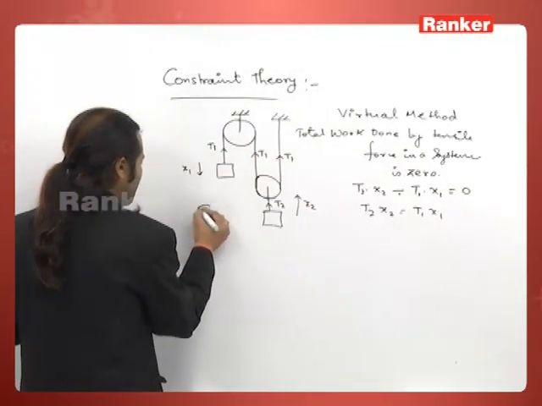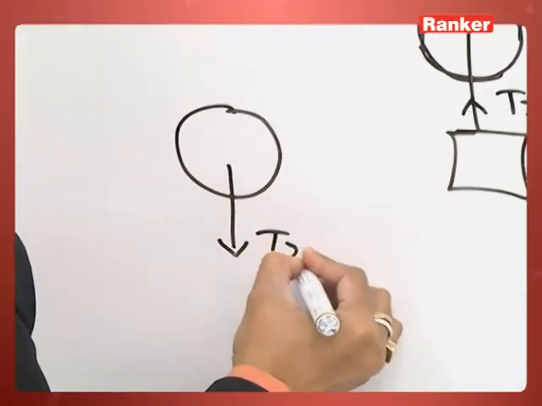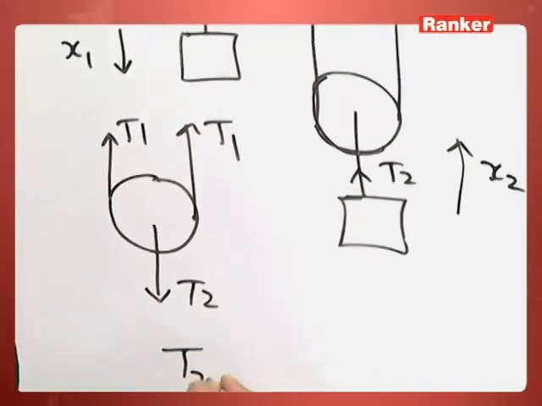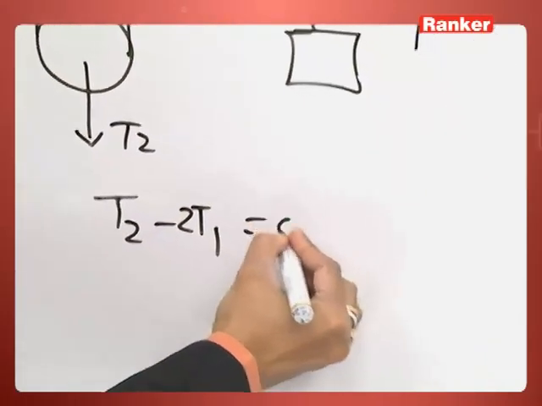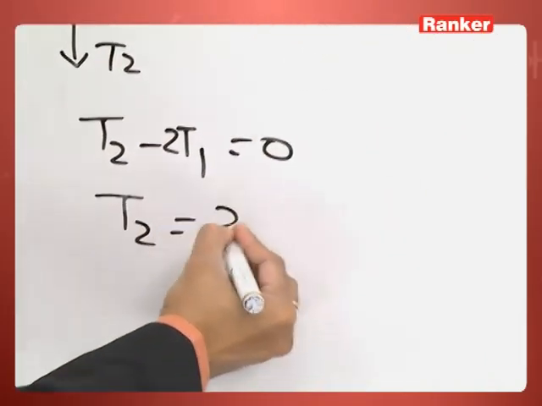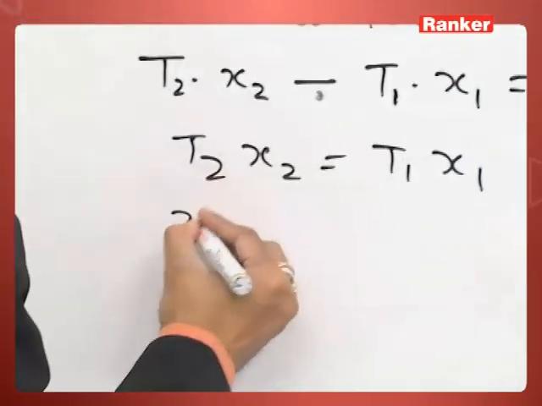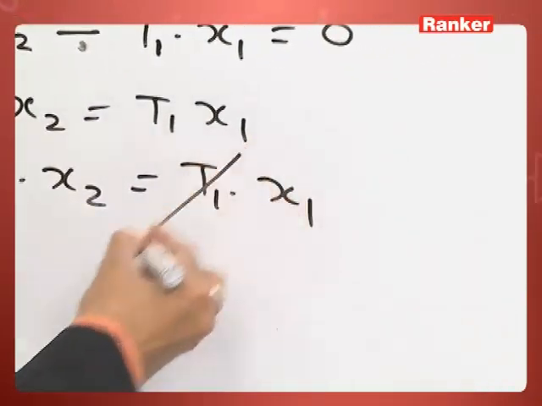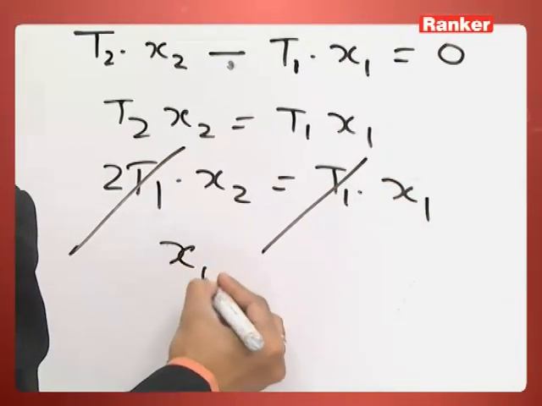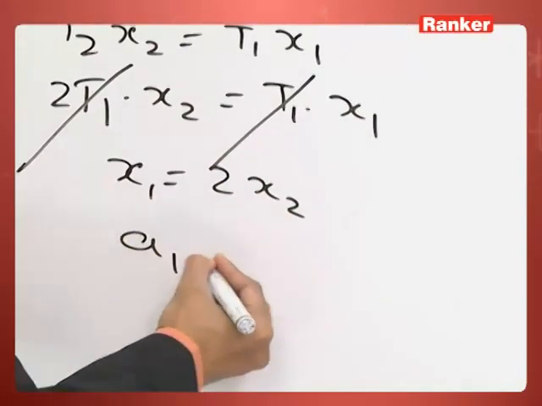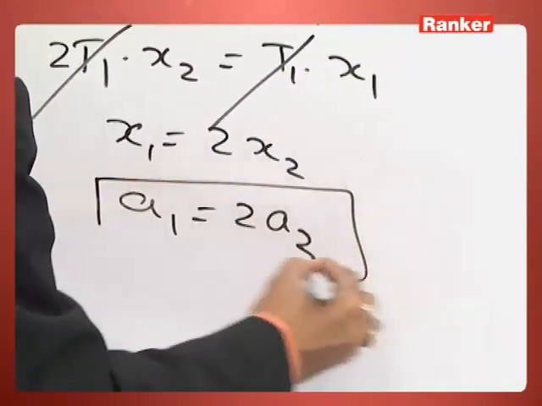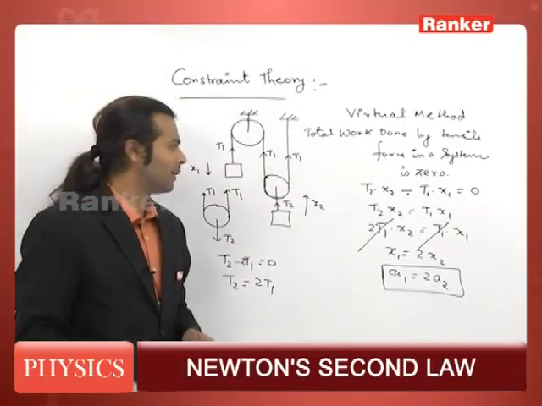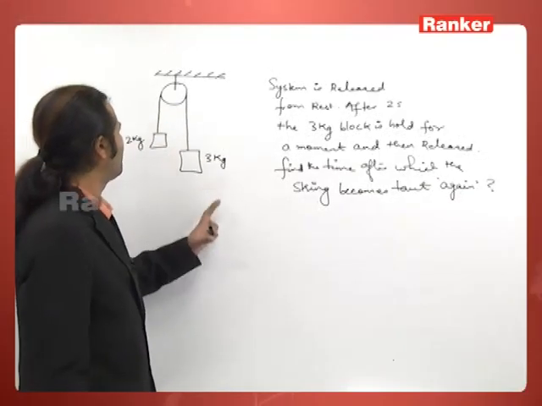Now for this pulley, I take these pulleys as massless, so I can write T2 minus twice T1 is equal to 0, or T2 is equal to 2T1. So I can write here 2T1 into x2 is equal to T1 into x1, which cancels out. So x1 becomes twice x2, or a1 equals twice a2. This is the relationship between the accelerations by the virtual method. This is one of the beautiful problems we have.